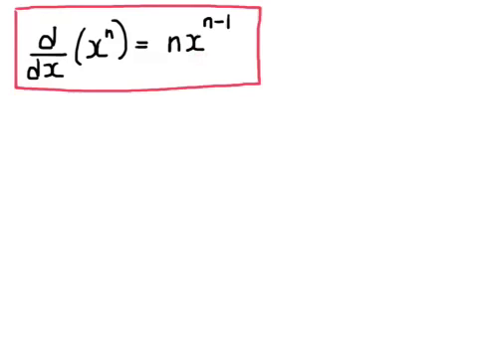So that means that the power of x goes in front of the x and we reduce that power by 1. So let's look at some examples.